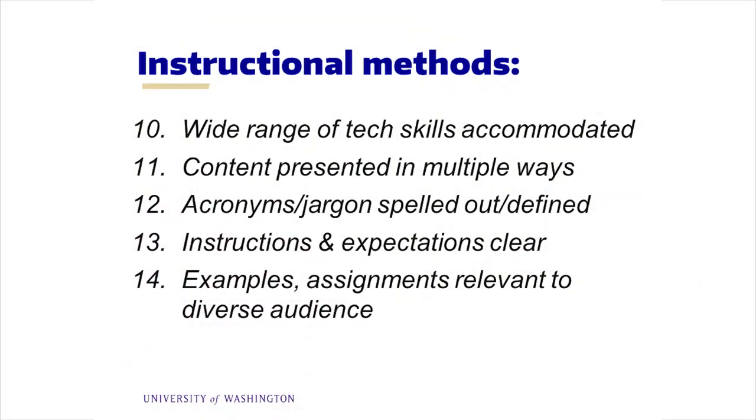Use a rubric or other techniques to make sure they know what they're supposed to be able to produce. Make sure that examples and assignments are relevant to a diverse audience. So just sit back and think a bit. You don't have to survey your students. You can just think of a variety of people that might be accessing the class. It might be an older student. You've got male and female students. You might know that people from a lot of different disciplines take your course, whatever it happens to be on.